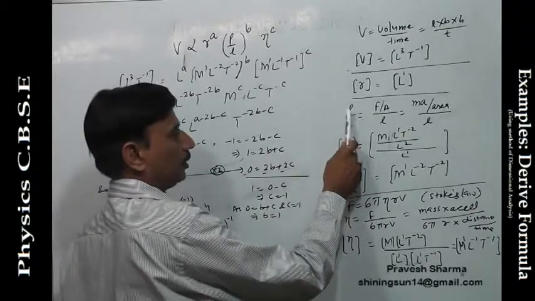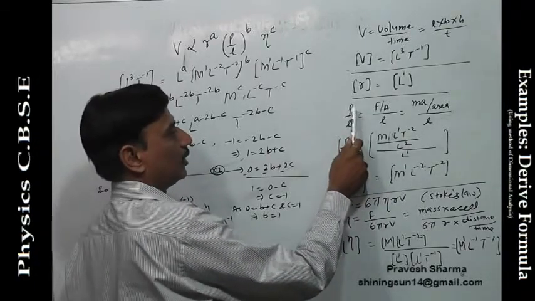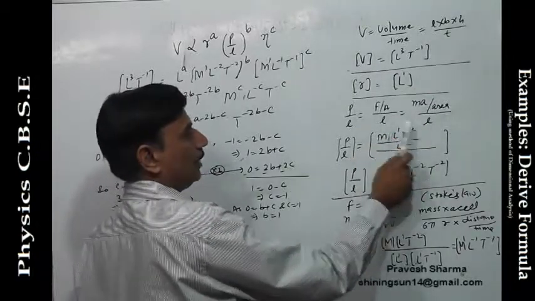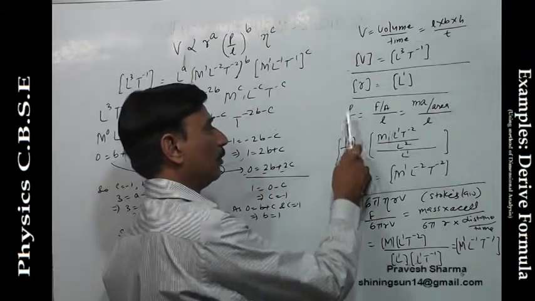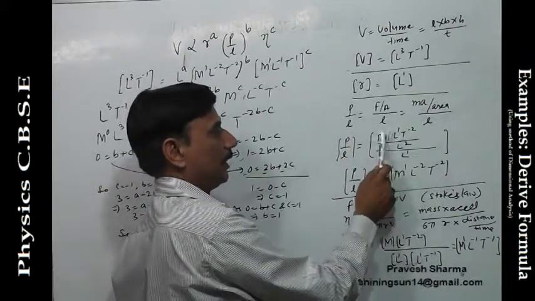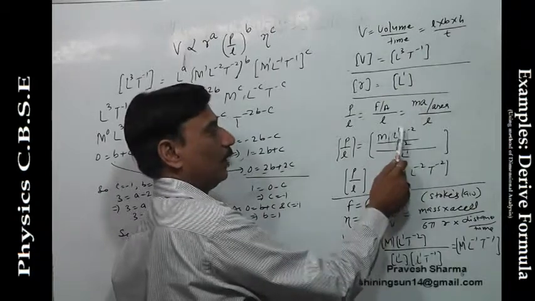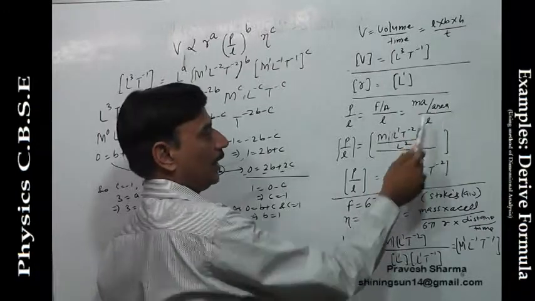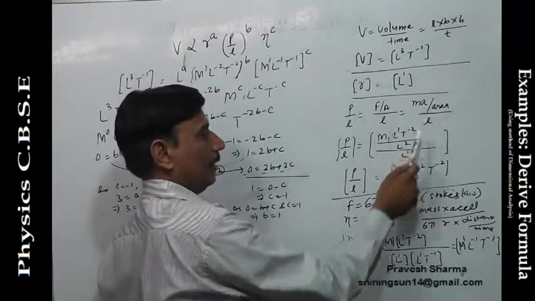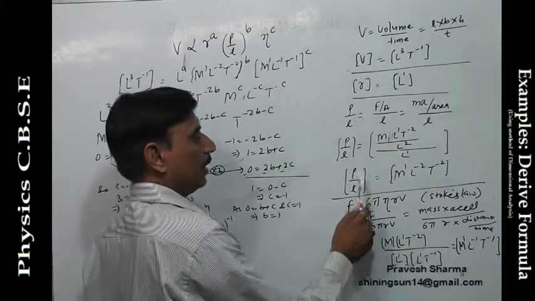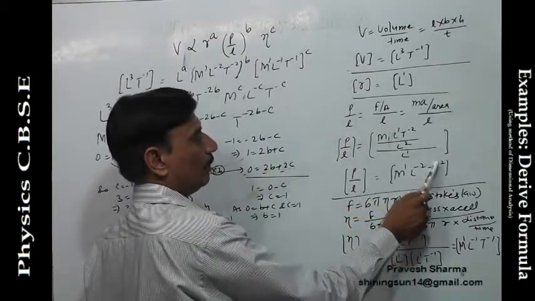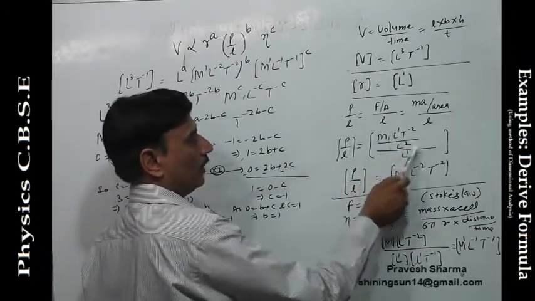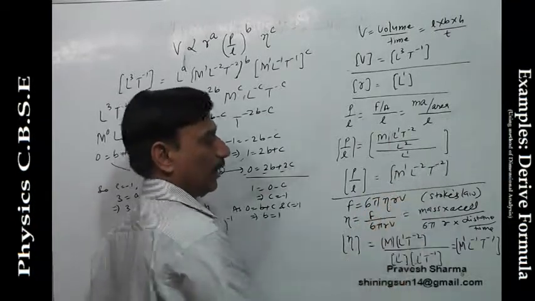P by L. P is pressure. Pressure is written as force upon area. Force is mass into acceleration. Area, length comes over here. Dimensional formula for P by L: mass M, acceleration dimensional formula L1 T minus 2, that is velocity by time or distance upon time square, upon area. Area is length into breadth, that is L2 upon L. So P by L comes out to be M1 L minus 2 T minus 2.